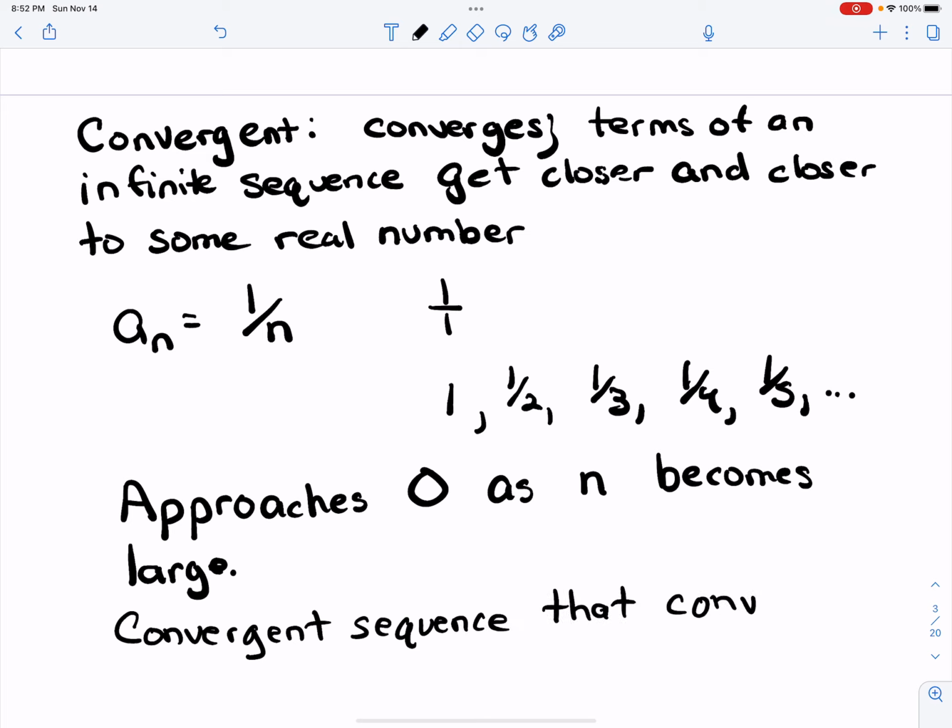For those of you who are thinking about going on to calculus later, this is an important concept, convergent and divergent. Because in calculus, you're going to see sequences and series again quite a bit, but also you're going to be talking about something called limits. And being able to see if something converges is going to help you with determining limits. So this will pop up again.